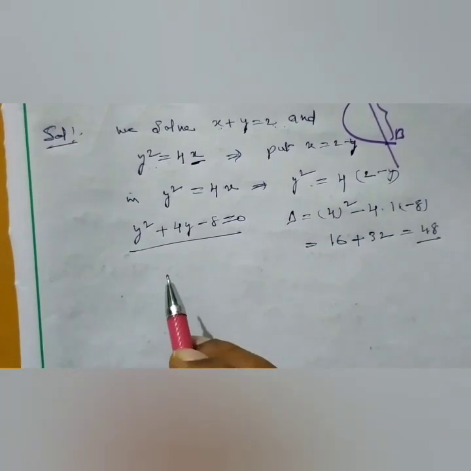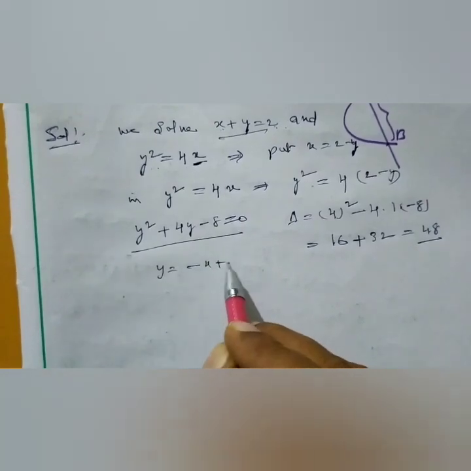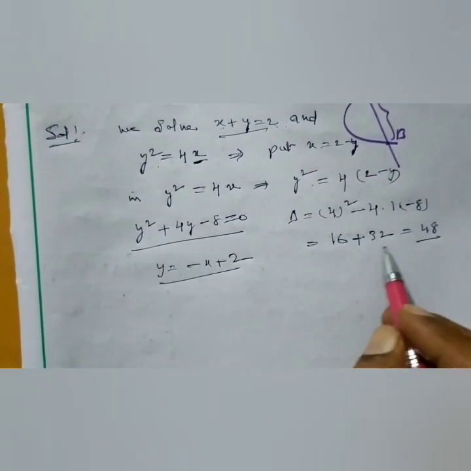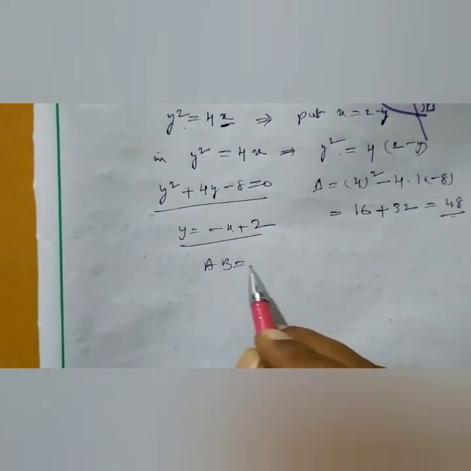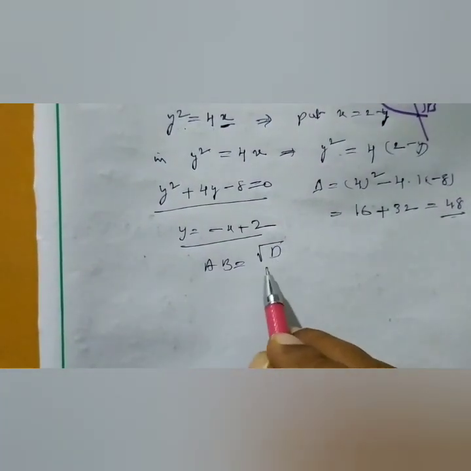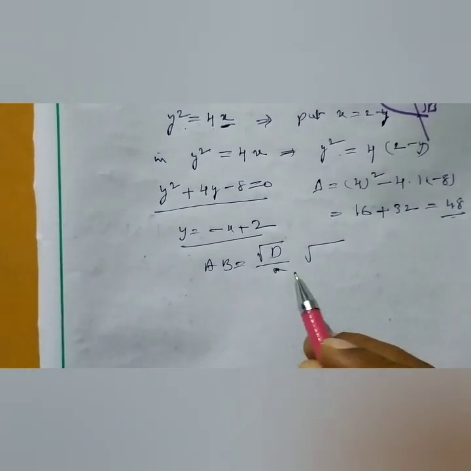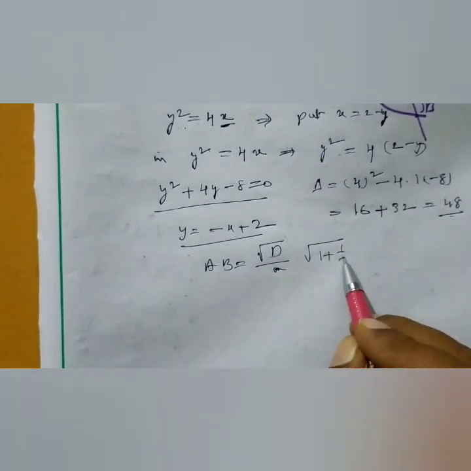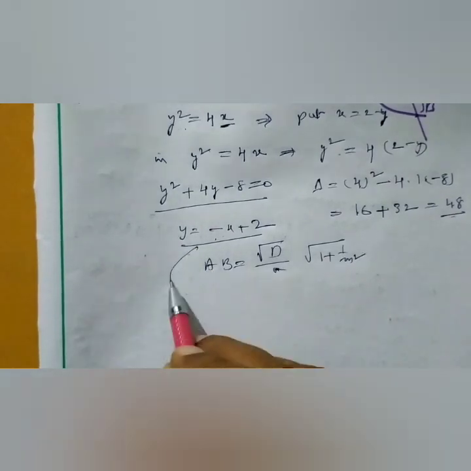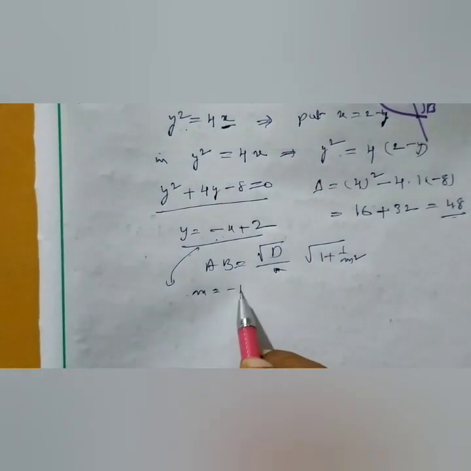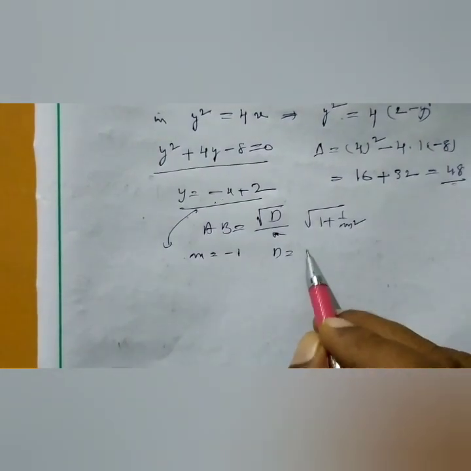So what should we do? Here the line is y is equal to mx plus c. So the line is y equal to minus x plus 2 and D is equal to 48. So what is the length of the curve? Length of the curve AB is equal to square root of D by a into square root of, what is the formula, 1 plus 1 by m square. Here m is equal to what? For this line m is equal to minus 1. And what is D? D is equal to 48.